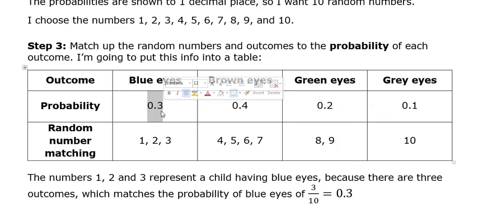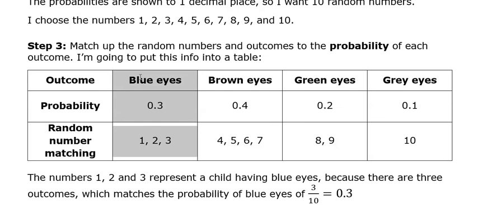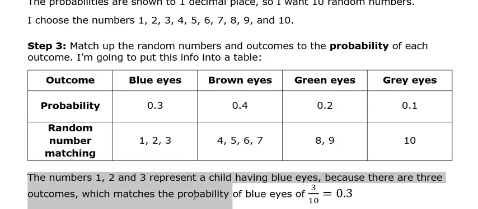To match now a probability of 0.3 from the 10 numbers that I'm going to randomly generate, I am going to allocate 3 of those numbers to match being a blue eye. So if I randomly generate a number between 1 and 10 and I get a 1 or a 2 or a 3, then that is going to match the outcome of having blue eyes. And I've written that as a sentence here. The numbers 1, 2 and 3 represent a child having blue eyes because there are 3 outcomes which matches the probability of blue eyes of 3 over 10, which is equal to 0.3. So for that merit level, I do need that description there.